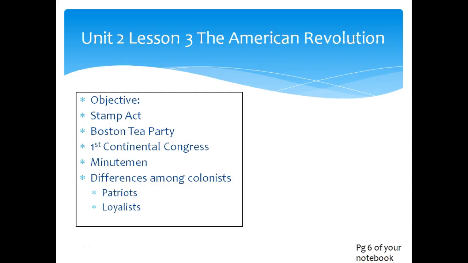You can go ahead and fill out page 6 of your notebook for the title Unit 2, Lesson 3, The American Revolution. On the left-hand side of your notebook, you're going to write Objective, Stamp Act, Boston Tea Party, the First Continental Congress, Minutemen, and then differences among the colonists, patriots, and loyalists. Use the entire page and give yourself space in between each one of these items, as you will be writing down multiple things.